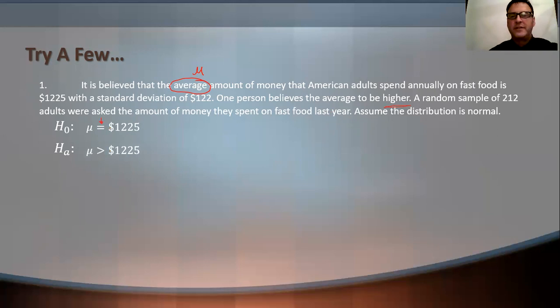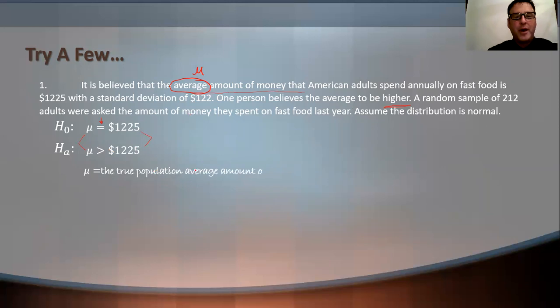The alternative, since it says that they believe the average to be higher, is going to be a greater than sign. And then, of course, we will again identify that each of these are the same. They're both mu, and these are both 1,225. And then we'll describe mu, and it's usually stated somewhere in your work. You could kind of just follow it along as the problem reads. And I did very much the same thing.